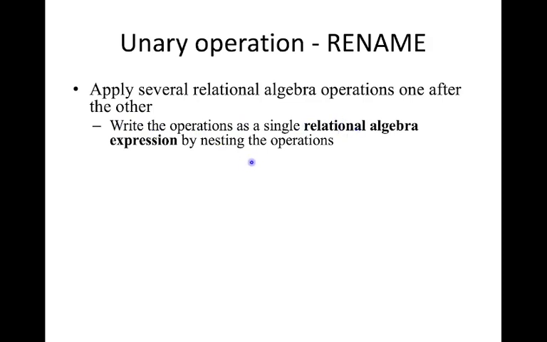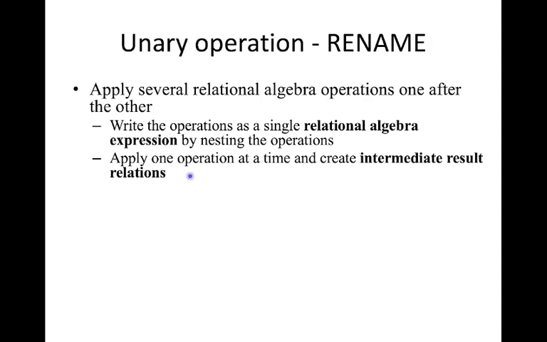So if you have a set of operations, we have select, then we have project, like that. If you have a list of operations, and we will study more operations, then we may have to store some intermediate results. So after applying one operation at a time, we may create intermediate result relations. So we may have to create a new relation and we have to give some name to that relation. So for that we have this rename operation that is already there in relational algebra.